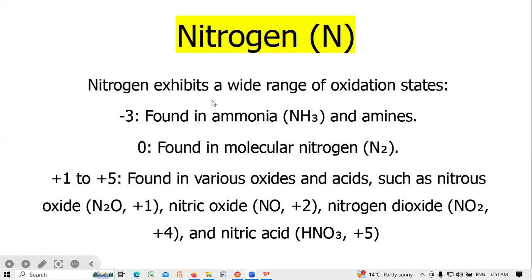In the case of nitrogen, nitrogen exhibits a wide range of oxidation states. -3 is found in ammonia, 0 is found in molecular nitrogen, and +1 to +5 are found in various oxides and acids such as nitrous oxide +1, nitric oxide +2, nitrogen dioxide +4, and nitric acid +5.